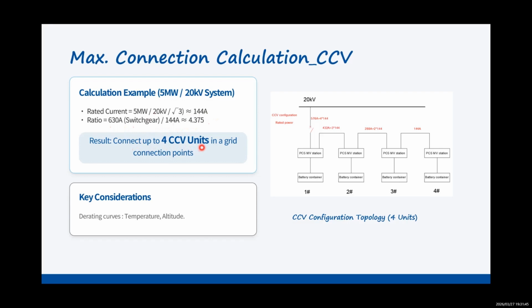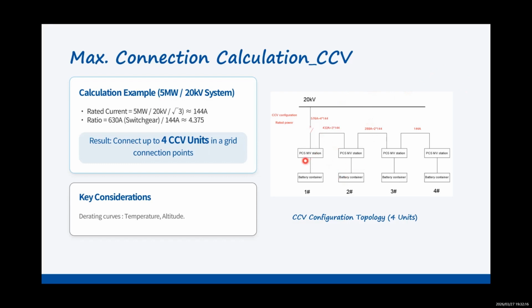But please take the derating curve of temperature and altitude into consideration. Normally, some suppliers will be more conservative. They may consider the low limit value of grid voltage and reserve more margin. This calculation result is for reference only. Please compare it with your suppliers. So you can see the diagram for easy understanding.